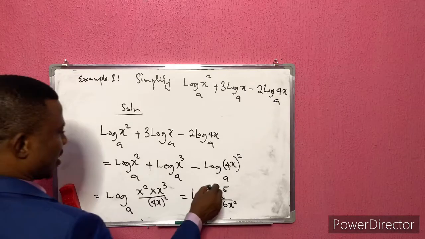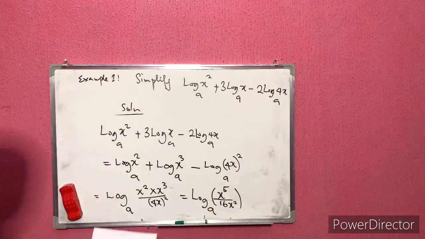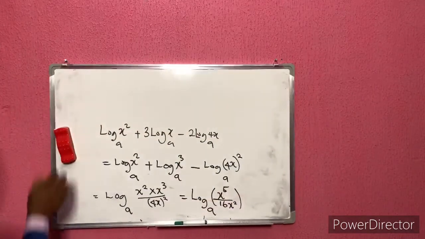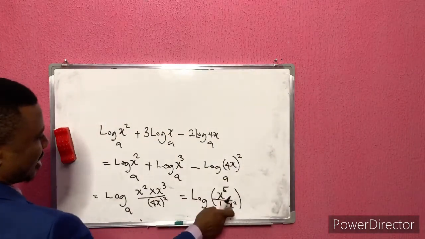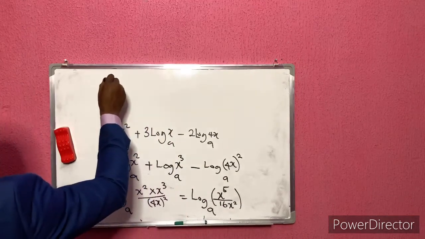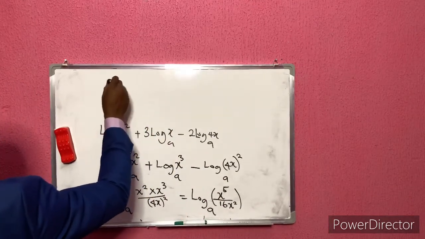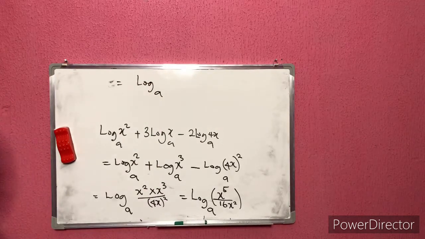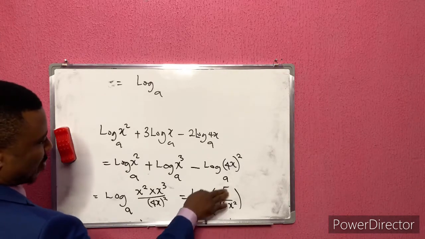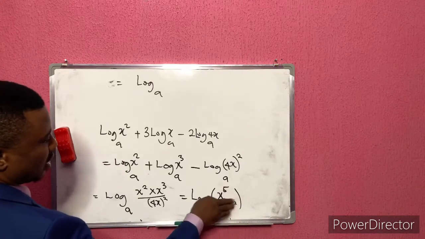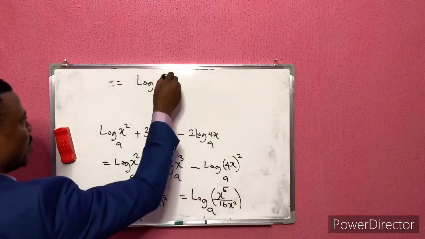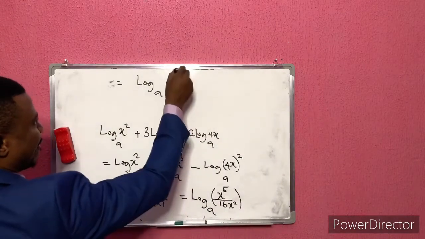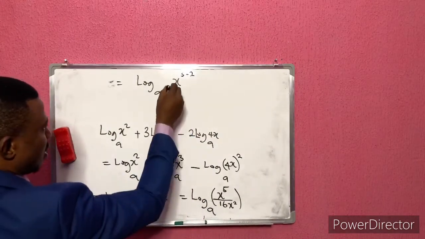As you can see, you won't leave your answer like this, because this is x power 5, this is x power 2. So we have log base a of x power 5 over x power 2. Division is subtraction. You pick the base x. When you bring this one up, you have 5 minus 2 all over 16.